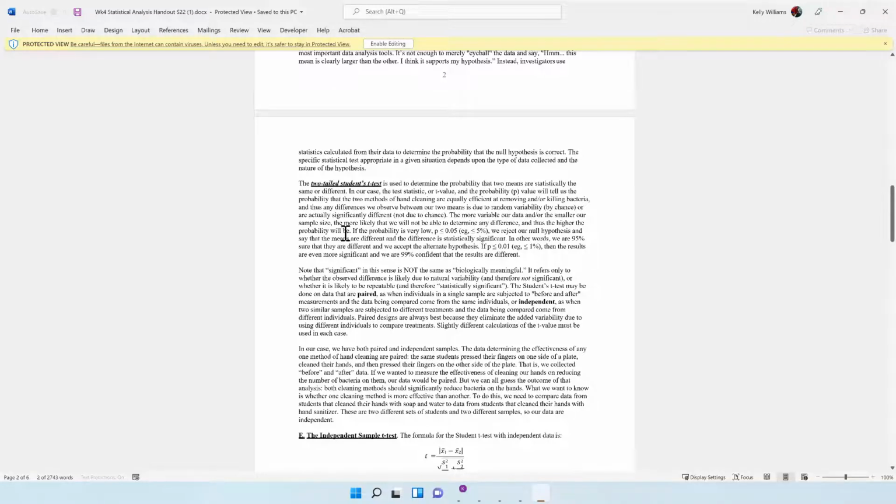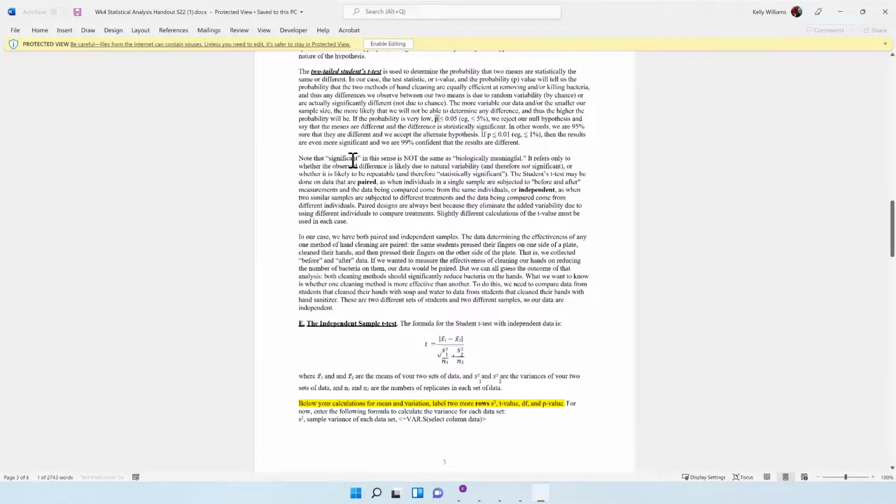The more variable our data, and the smaller our sample size, the more likely we will not be able to determine any difference. So the higher our probability is going to be, which is not what we want, right? Ideally, we want the probability very low, which is why we set our alpha value, or our p-value, at less than 0.05, which basically just means that we can reject our null hypothesis and that the means are statistically different. So we're 95% sure. There's less than a 5% chance that we're wrong, essentially, okay?